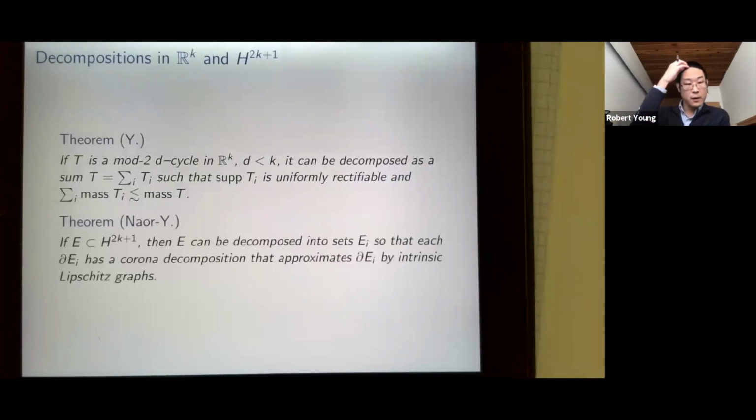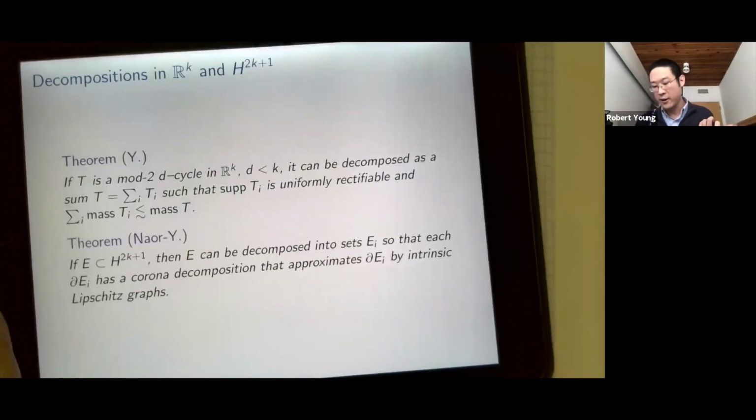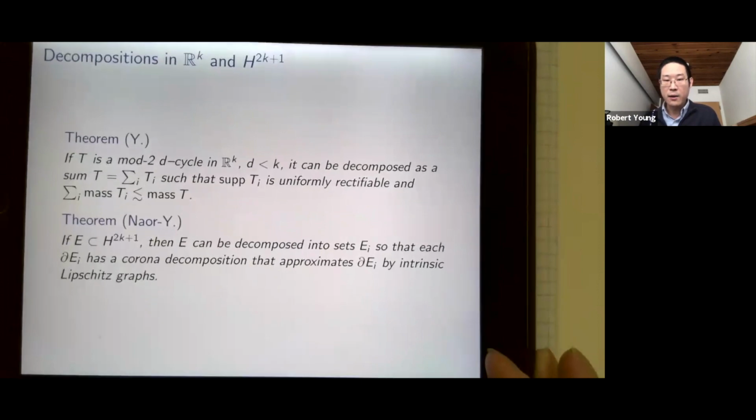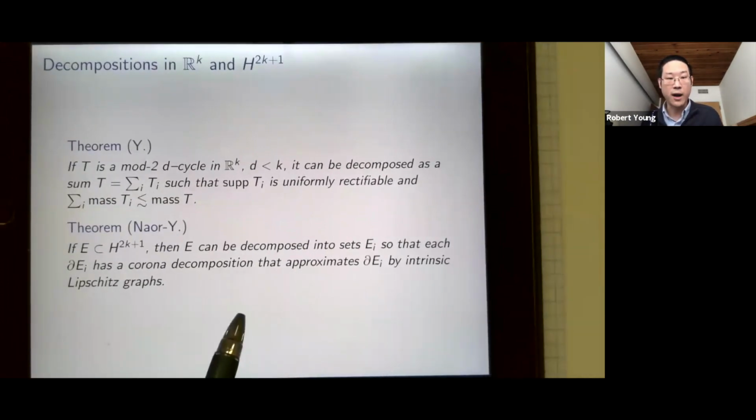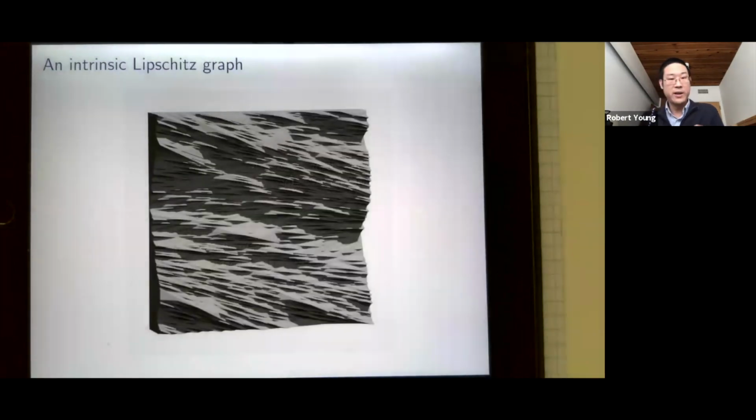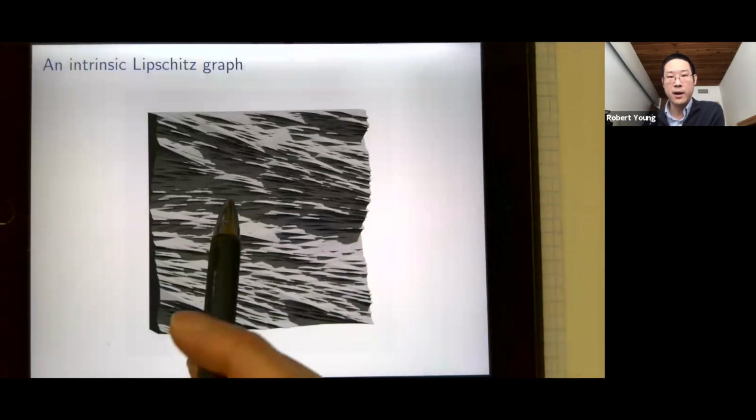There's a version of this in the Heisenberg group, which says that a subset of the Heisenberg group can be decomposed into pieces so that each piece has a corona decomposition that doesn't approximate by Lipschitz graphs, because that's not a reasonable notion in the Heisenberg group, but that approximates by what are called intrinsic Lipschitz graphs. Again, I'm out of time to give full definitions, but an example of an intrinsic Lipschitz graph looks like this.